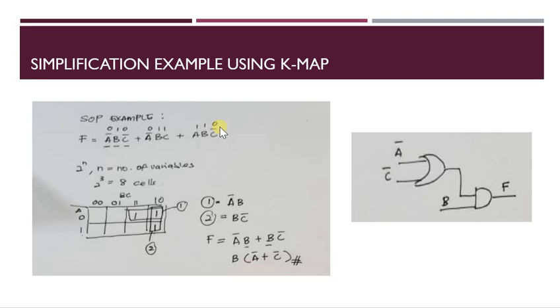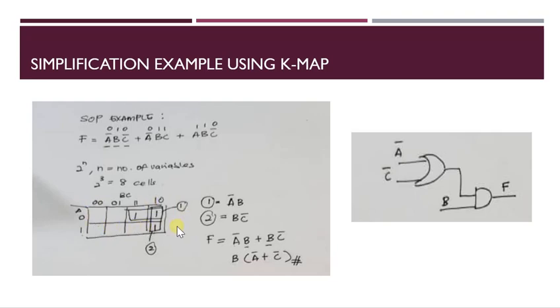Right, so to draw a K-map table, we need to know how many cells we need to form. Here we can see that this equation contains 3 different variables, which are A, B, and C. Basically, the number of cells is 2 power of n, where n is equal to the number of variables. So we have 3 variables here, which means 2 power of 3 is equal to 8 cells.